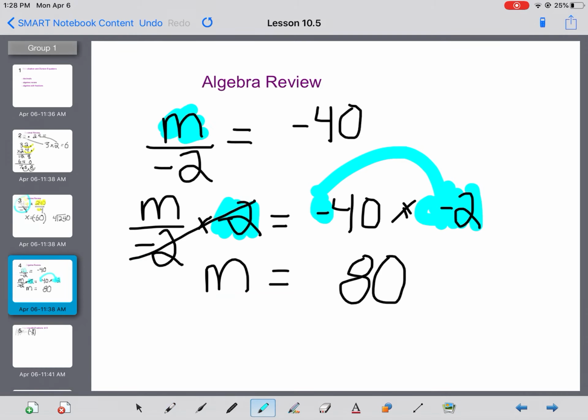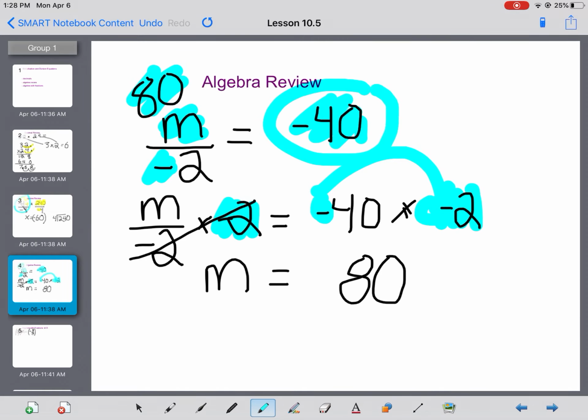Again, you can go back over here, and in your mind you can say, well, what happens if I put 80 over here? What's 80 divided by negative 2? Well, 80 divided by 2 is 40. And over here, I have a positive and I have a negative. So a positive divided by a negative does indeed get me a negative over here. So that's what we've been doing already since Unit 5.